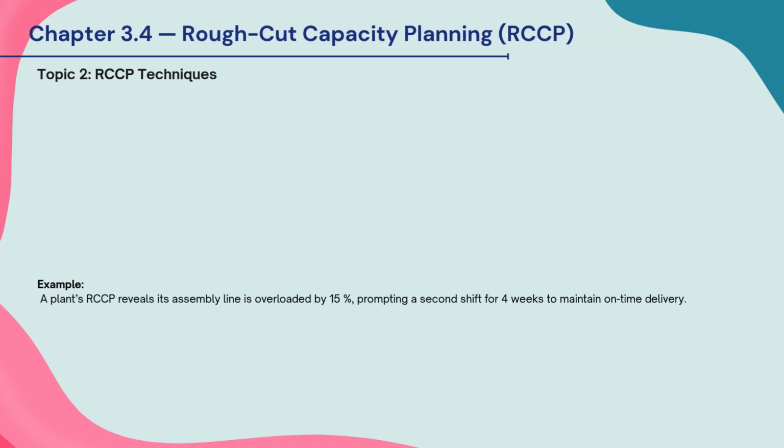This slide explains the three main methods used in Rough Cut Capacity Planning. Bill of Resources, BOR, uses a standard resource usage factor for each product type to estimate capacity needs. Capacity Planning using Overall Factors, CPOF, uses historical load ratios to quickly estimate required capacity. Resource Profile Method, more detailed. It simulates time-phased load on resources. Example: in the example, RCCP shows the assembly line is overloaded by 15%. To meet delivery commitments, the plant adds a second shift for 4 weeks.